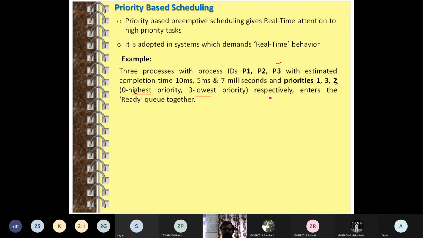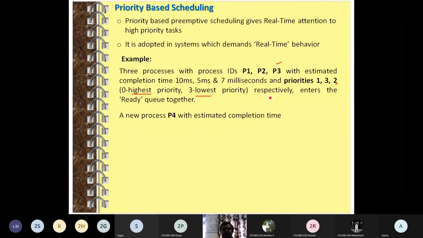And they are going to enter into the queue. They may enter at any time, randomly. It is not like they have to enter in order, P1 first, P2 next, P3 next. No, it is not like that. They may come anytime, but what about the scheduling? Whichever one is the highest priority will be executed first from the queue. Not first come first out, not first come first, last out. Based on priority, the processes are going to be executed.